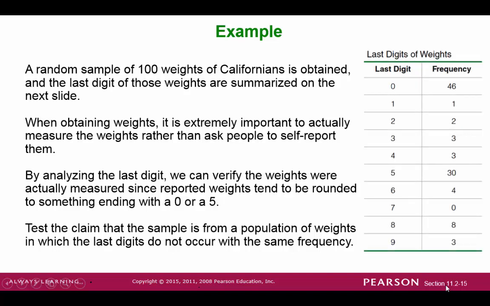So here's our data, and just by an initial glance, we see that the last digit of 0 occurs 46 times out of 100, and the 5 occurs 30 times out of 100, where everything else occurs in single digits. So already it looks like we will be able to reject our null hypothesis because the frequencies are not all distributed equally. But let's actually go through the test.